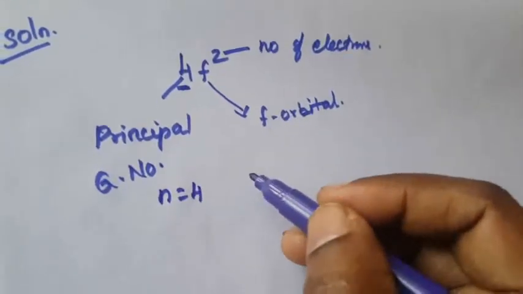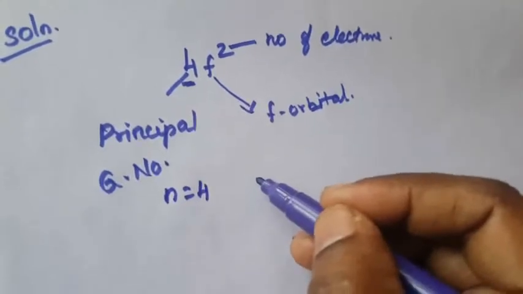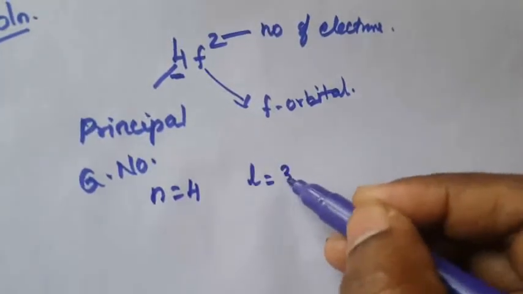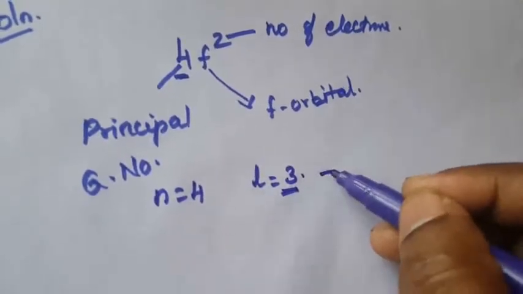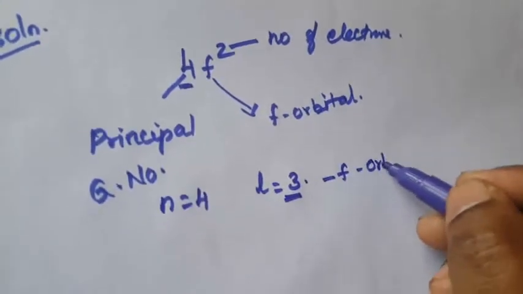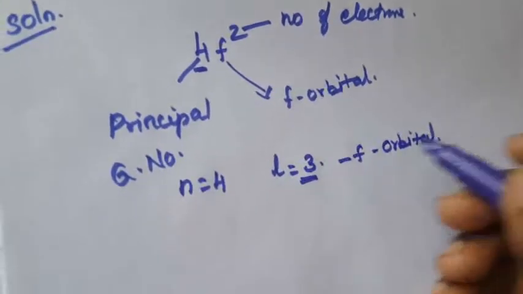So what is L? n is equal to 4 means L is equal to how many? n minus 1, so L is equal to 3. What is 3? 3 is equal to f orbital. L is equal to 3 means it is an f orbital. Okay, f orbital. What is the m value?